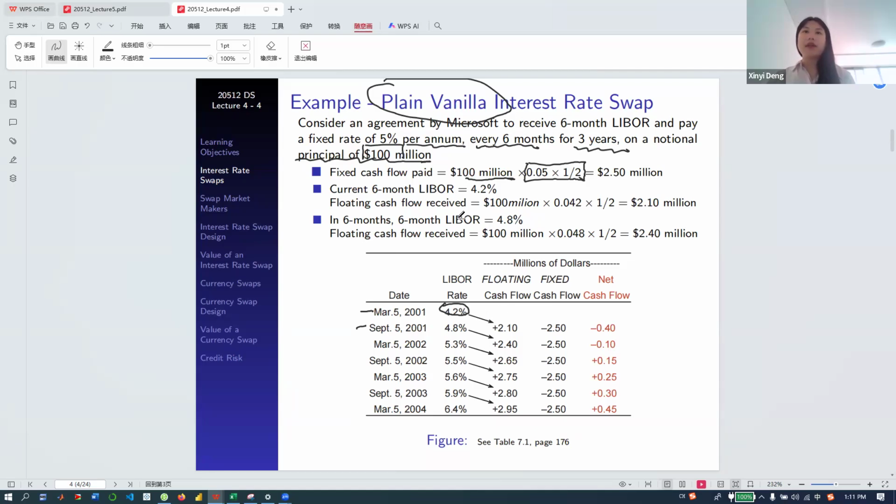Then the calculation is that you use that 100 mils, again, the notional principal amount, times the floating rate, the LIBOR rate we just discussed.